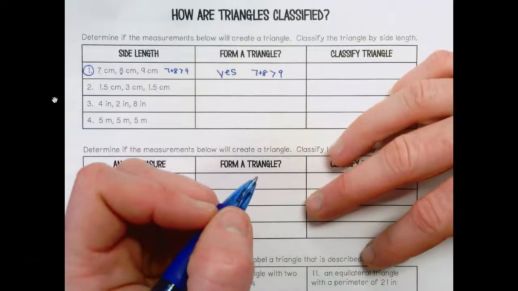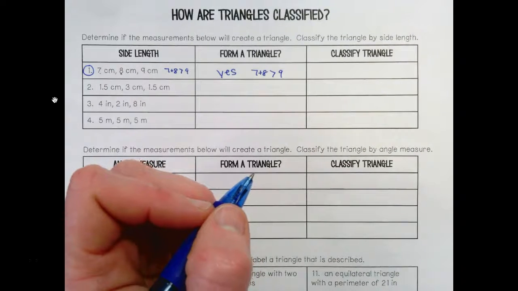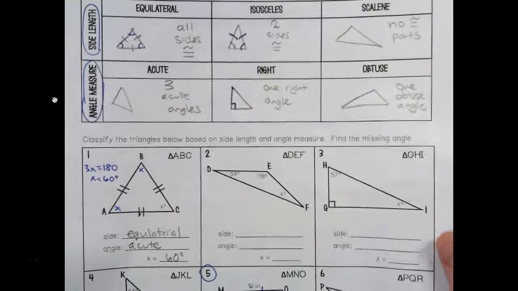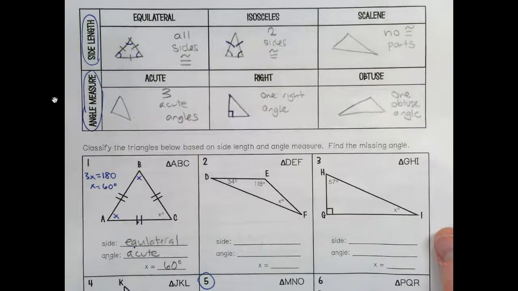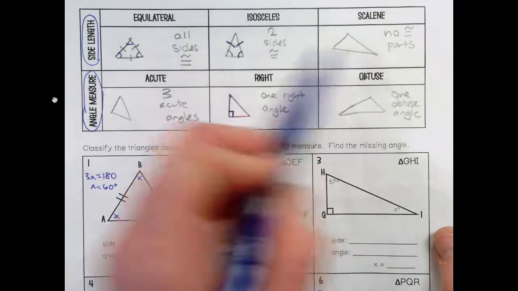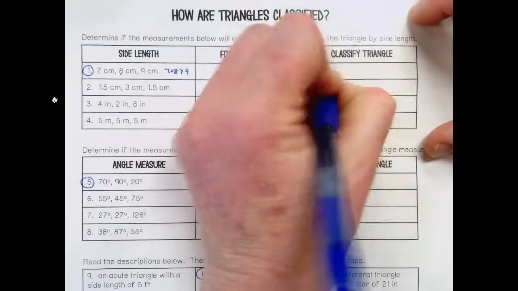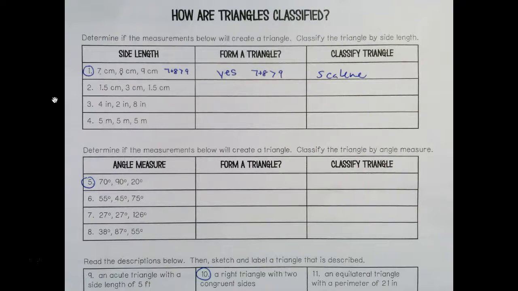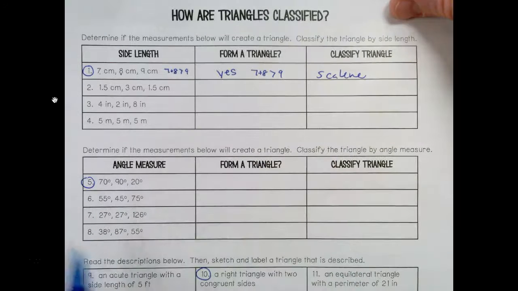Classify the triangle. Okay, so we don't know anything about the angle measurements, but we do know about the side lengths. So we have no sides that are equal, so we're going to go ahead and call that a scalene triangle. If you have a problem that does not form a triangle, you do not have to classify it. Okay, if it's not a triangle, you don't have to classify the triangle.